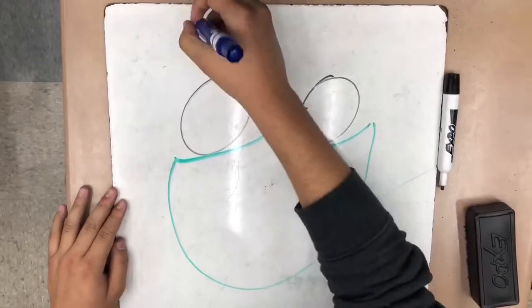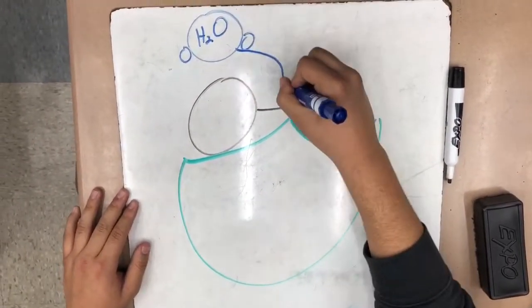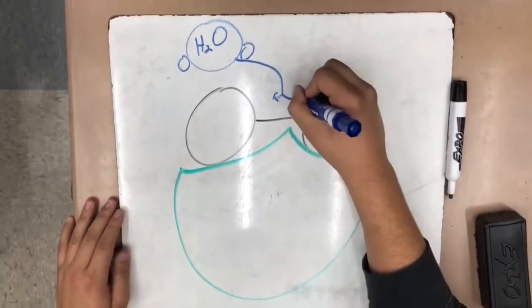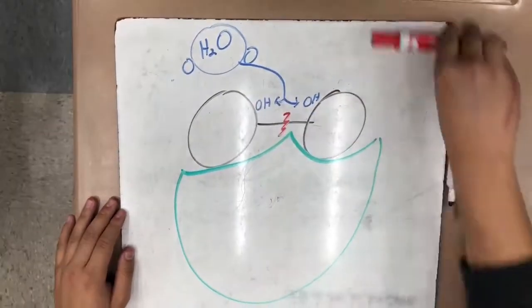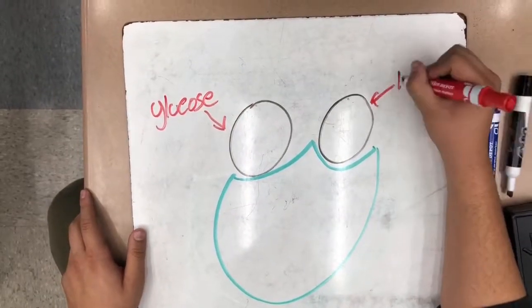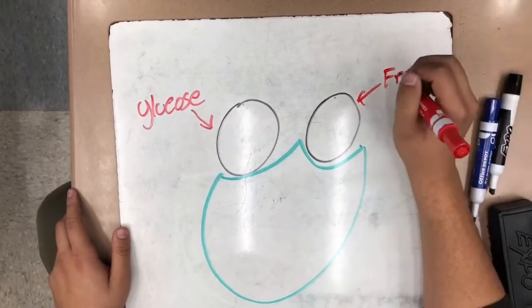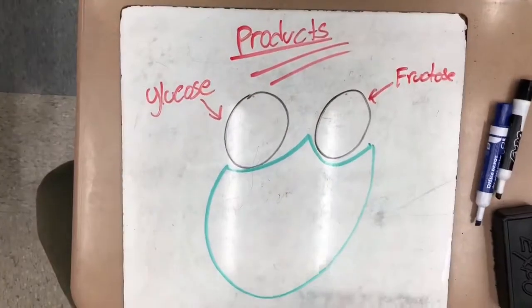Now, when the substrate is held by the enzyme, water comes and speeds up the reaction. Water bonds with the substrate and each gets half of the H2. Okay, so once the bond is broken, they become glucose and fructose, aka products.